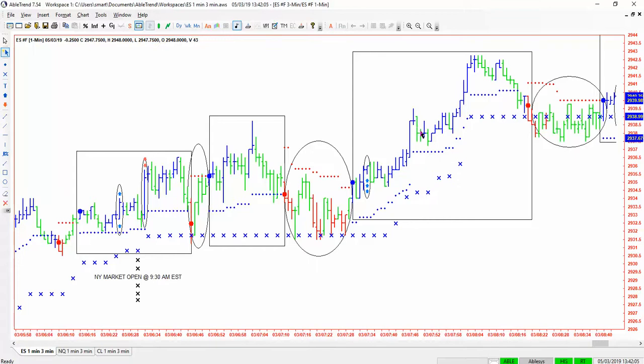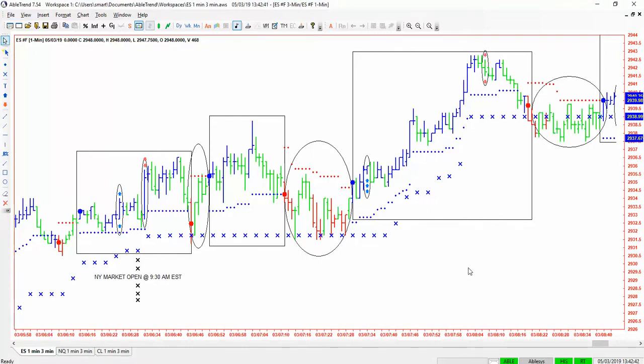Stay in, a little bit of a pullback, stay in, stay in. And on this third green bar right here, let me mark that. That's where I would have got out right there, because it's going to pull back a little bit. And I'm going to indicate that by red arrows that I exited the trade. So I entered here, got out here.